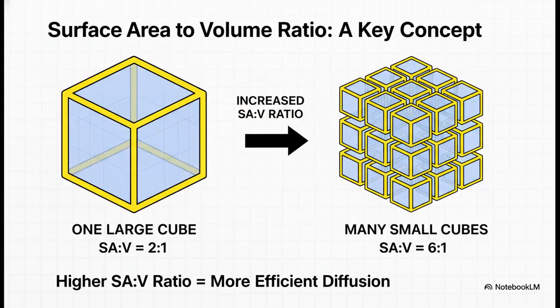A larger surface area just gives more space for particles to cross, which, you guessed it, speeds things up. And that last point brings us to a massive, crucial concept for your exams: the surface area to volume ratio. Honestly, this idea is absolutely key to understanding why cells are so tiny and why big organisms like us need complex transport systems.